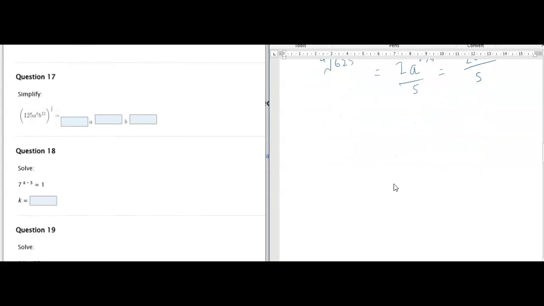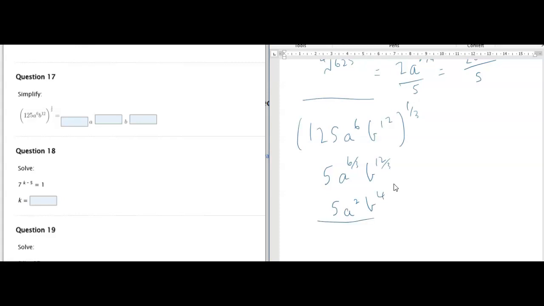Question 17, simplify. So what have we got? The cube root of 125 a^6 b^12, which is to the power of a third. Again, what number when multiplied by itself 3 times gives you 125? That's 5. We do a to the power of 6 times a third, so it becomes 6 over 3, and then b to the power of 12 times 1/3, so it becomes 12 over 3. So we've got 5a squared, b to the power of 4.